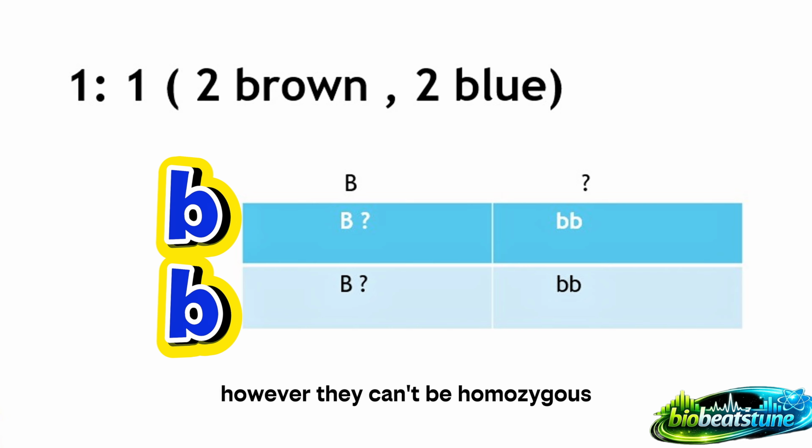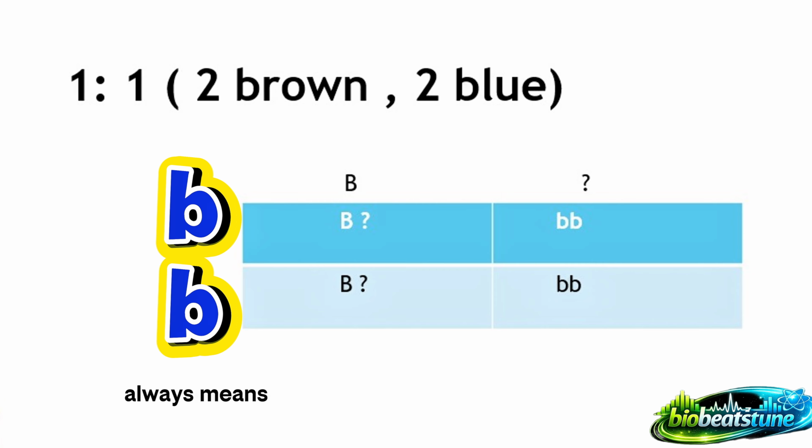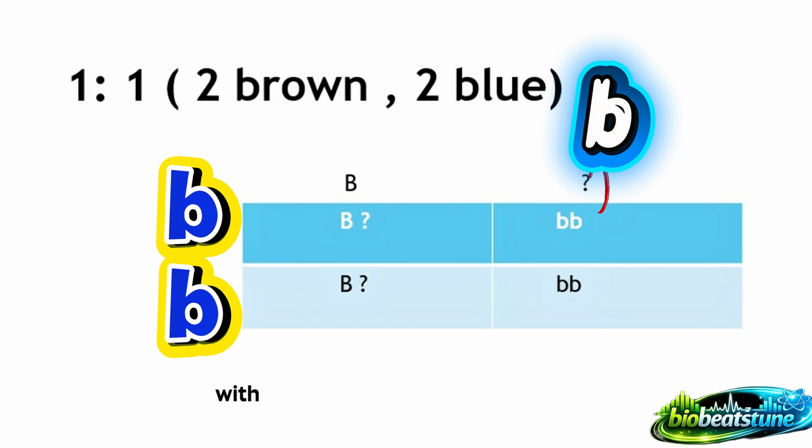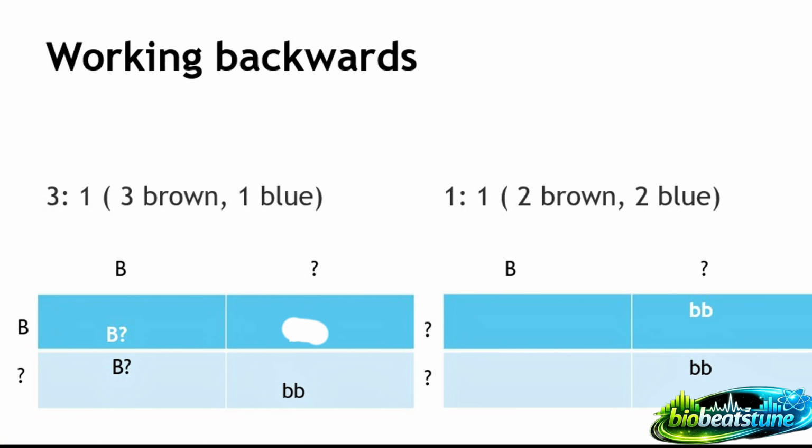However, they can't be homozygous dominant, capital B, capital B. Otherwise, all the kids would look dominant. Therefore, a 1:1 phenotypic ratio always means you are crossing a heterozygous parent, capital B, lowercase b, with a homozygous recessive parent, lowercase b, lowercase b.